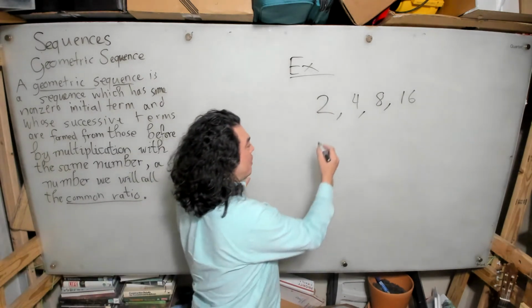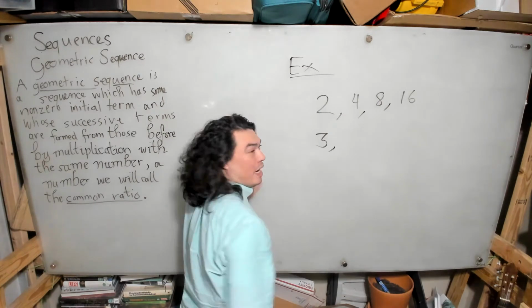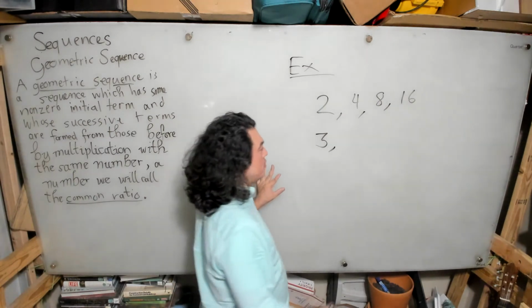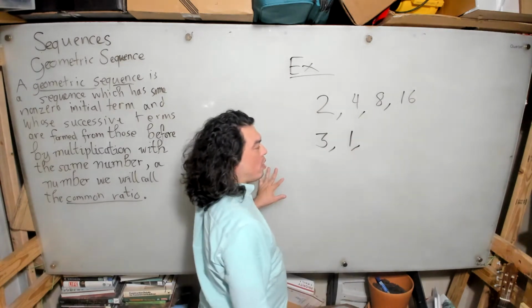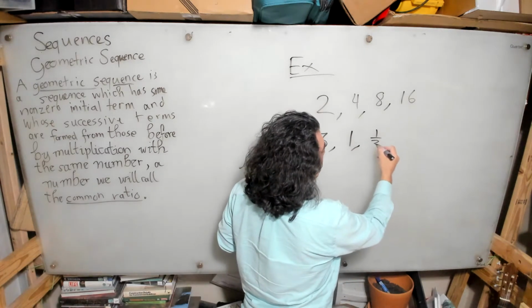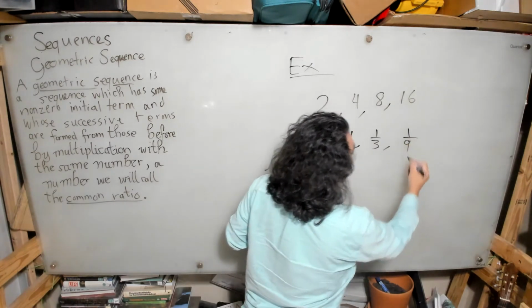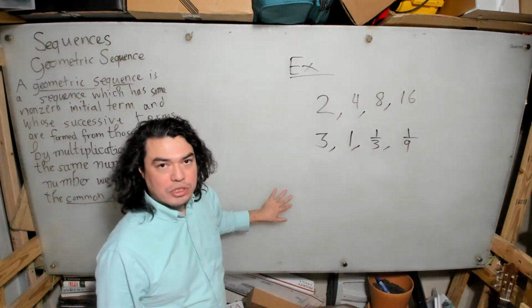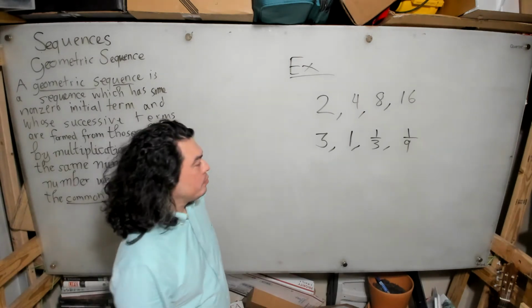Let's try another example, like let's say I start with 3. Let's say I multiply it by 1/3. If I multiply 3 by 1/3, I get 1. If I multiply 1 by 1/3, I get 1/3. If I multiply 1/3 by 1/3, I get 1/9. This is also a geometric sequence. And in this case, the common ratio would be 1/3.